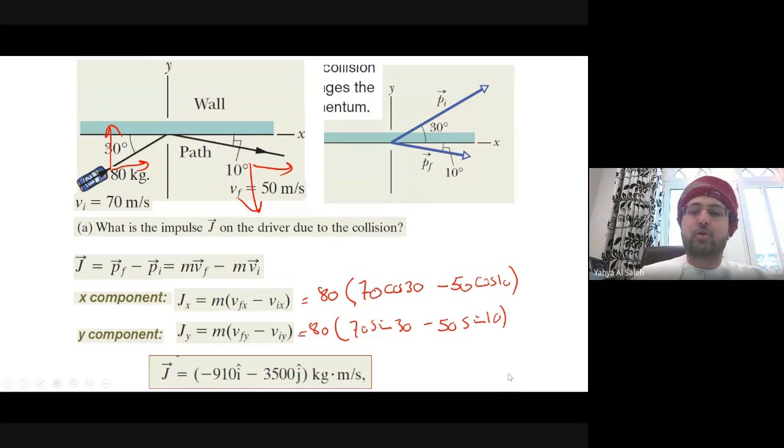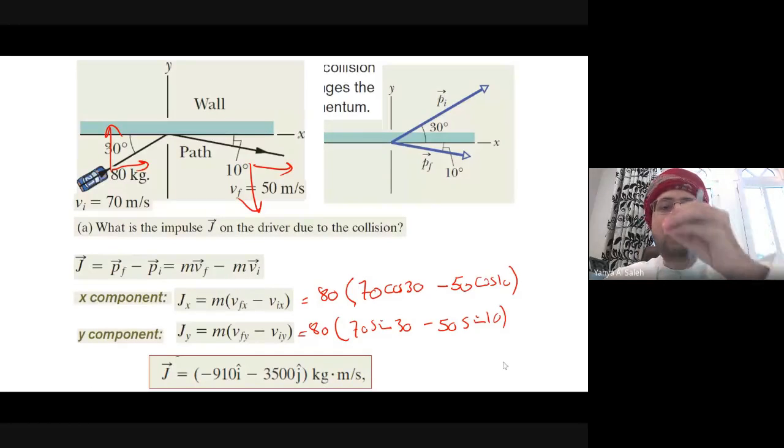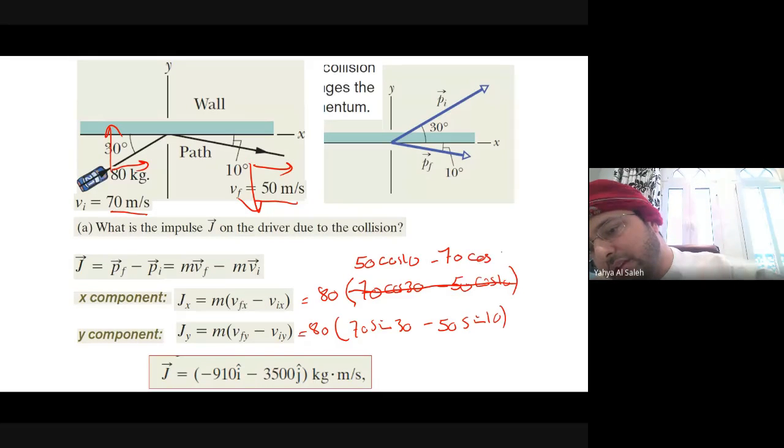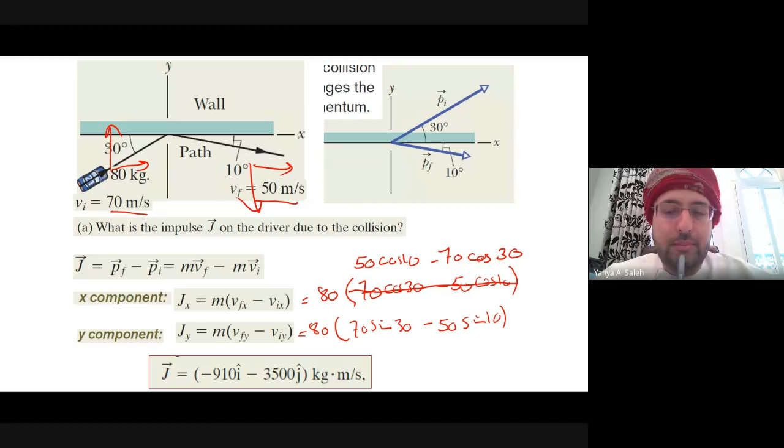I'll guide you through them one by one. First thing first, change in momentum should be final minus initial, right? But what did I write? My initial is 70, my final is 50. So this is actually wrong. It should be final, 50 cosine 10, minus 70 cosine 30. That's my first mistake. Now you will get minus.